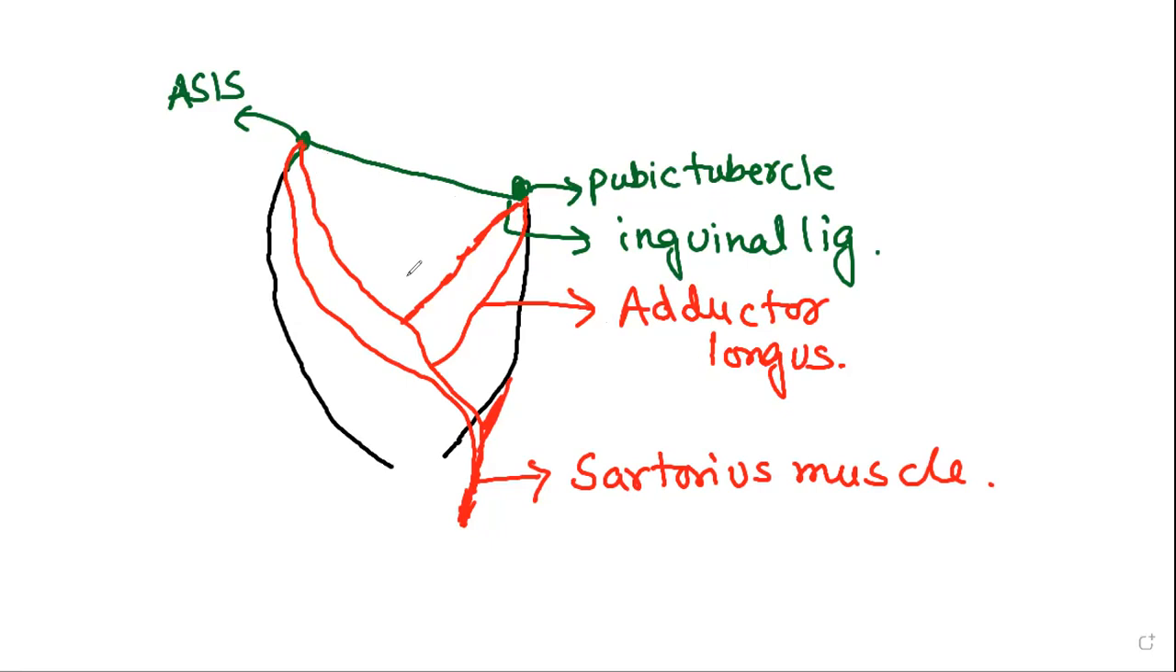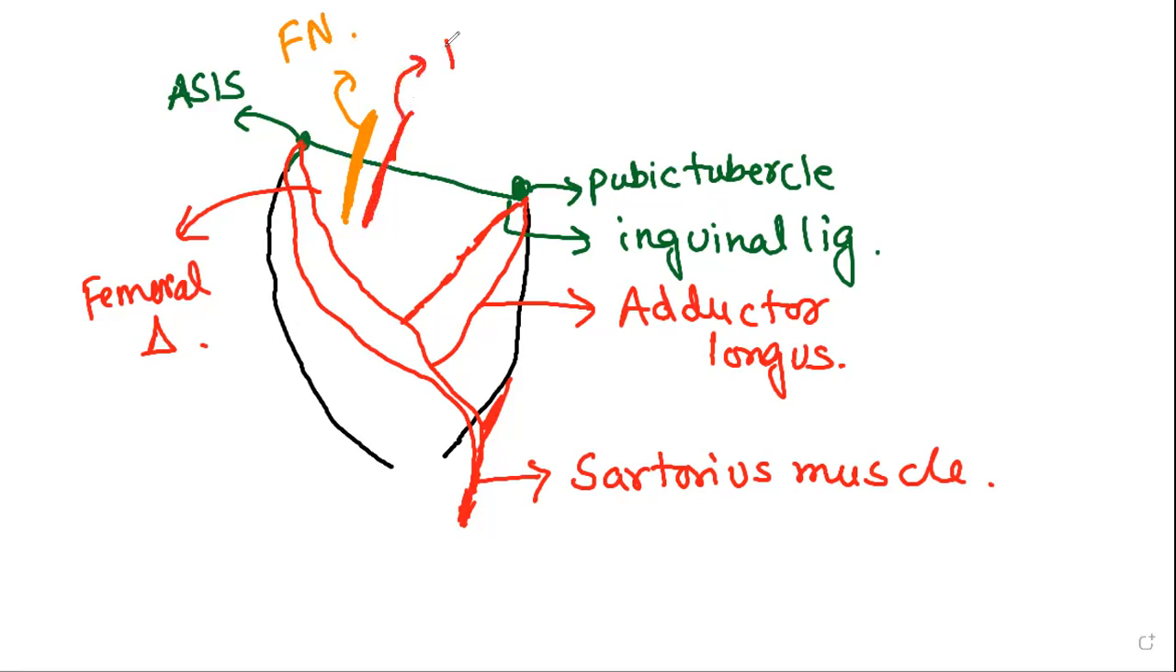Now this triangle is forming here. So this triangle is known as what? This is known as femoral triangle. This is your femoral triangle. Now what structures are present here? See here everyone. Number one, this is your femoral nerve. Number two, this is your femoral artery. Number three, this is your femoral vein. So mnemonic is NAV. Femoral artery, femoral vein, and femoral nerve. So these are the contents of your femoral triangle.